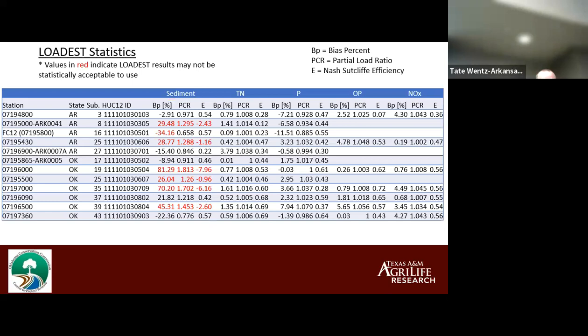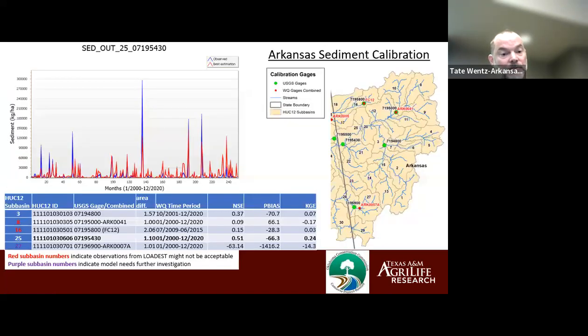Okay, and there's our load S parameters. It may be really difficult to see, but the values in red indicate that load S may not be acceptable to use. Because we don't have high flow data, we're having a hard time getting some of the load S to calibrate very well. So we just won't use that in our other calibrations. The group at Texas A&M may have some workaround for it.